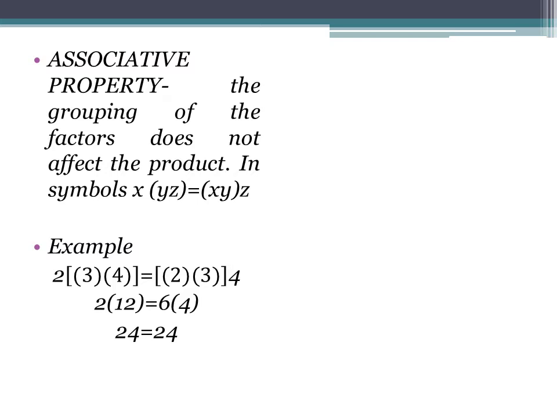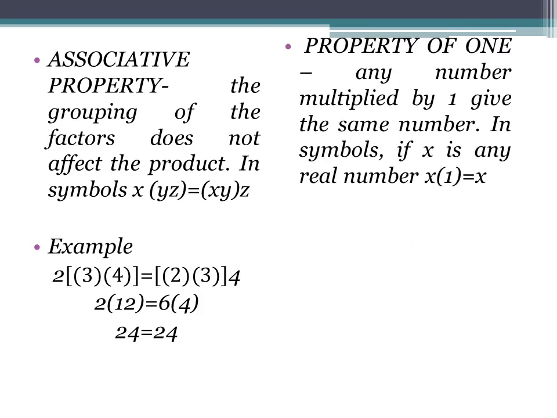So solve first those numbers inside the bracket. So 3 times 4 we have 12, times 2 we have 24. On the other hand, 2 times 3 is equal to 6, times 4 is still the same product, which is 24. Another property is the property of 1. In addition, we have the property of 0.